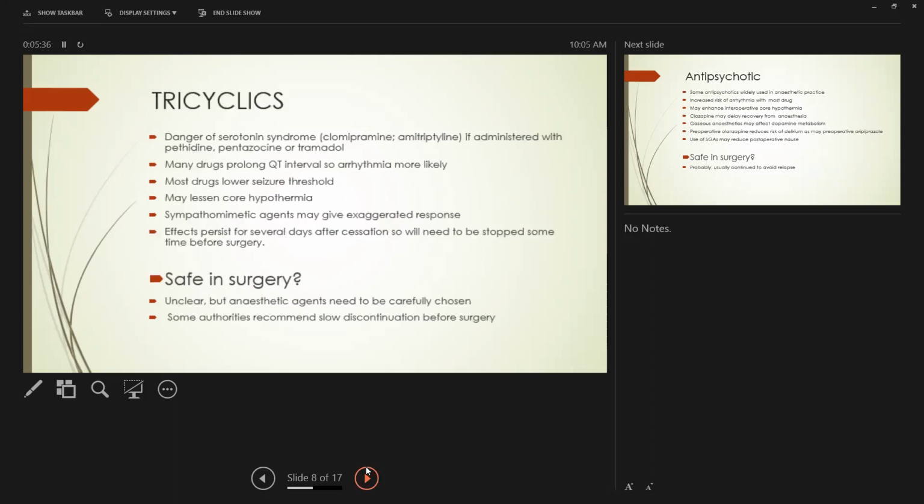Now tricyclics. Danger of serotonin syndrome if administered with pethidine, pentazocine, or tramadol. Many drugs prolong QT intervals, so arrhythmia is more likely. Many drugs lower seizure threshold. Many lessen core hypothermia. Sympathomimetic agents may give an exaggerated response. Effect persists for several days after discontinuation, so they will need to be stopped some time before surgery. Unclear, but anesthetic agents need to be carefully chosen. So authors recommend slow discontinuation before surgery.